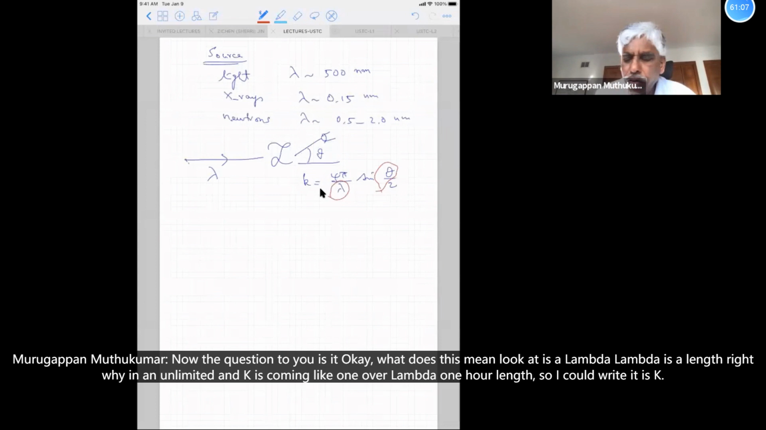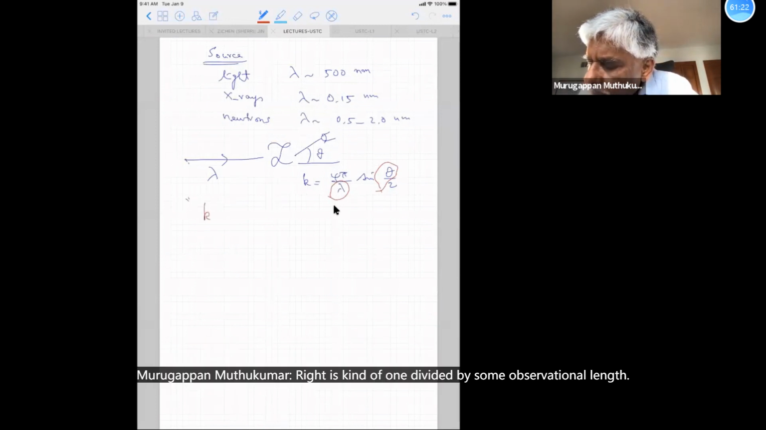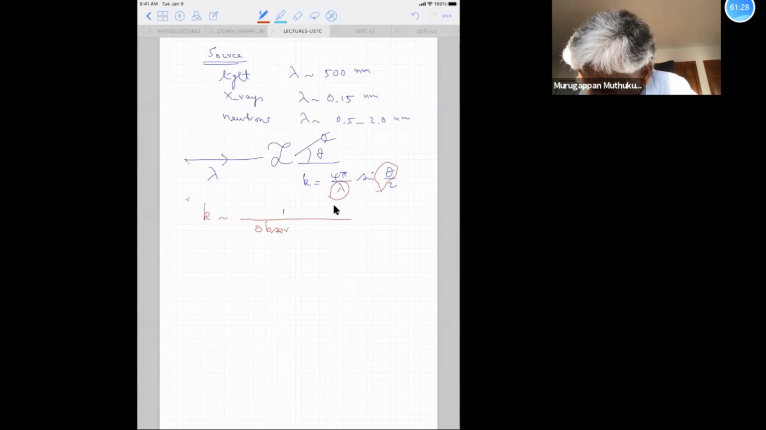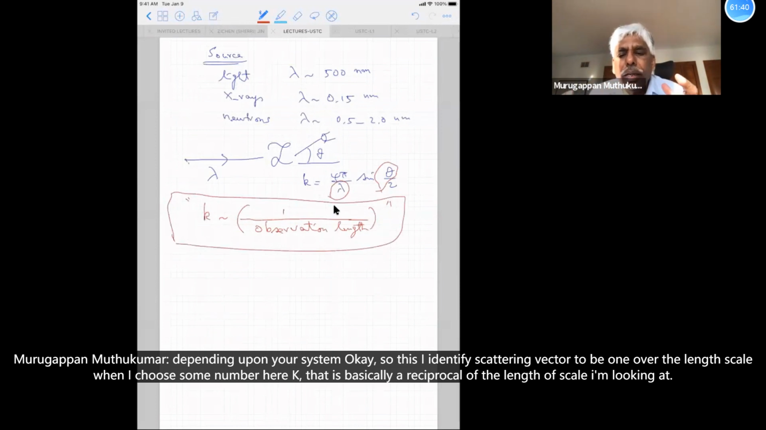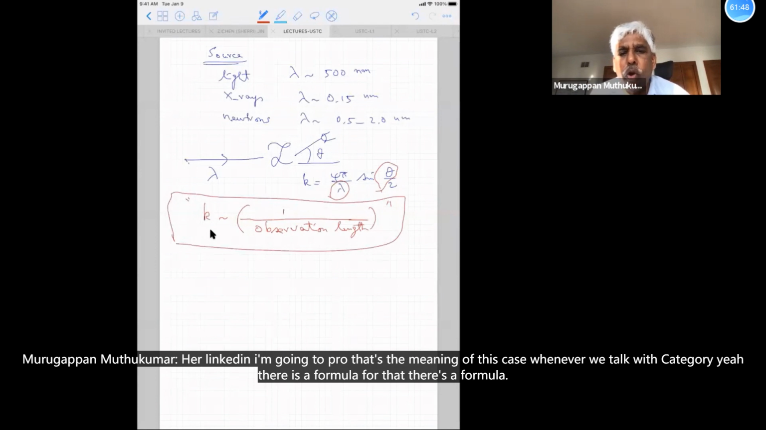Now, the question to you is, what does this mean? Look at this lambda. Lambda is a length, 500 nanometers. And K is like 1 over lambda, 1 over length. So I could write this K as 1 divided by some observational length, depending upon your system. So I will identify the scattering wave vector to be 1 over the length scale. When I choose some number K, that is basically the reciprocal of the length scale I'm going to probe. That's the meaning of this K.